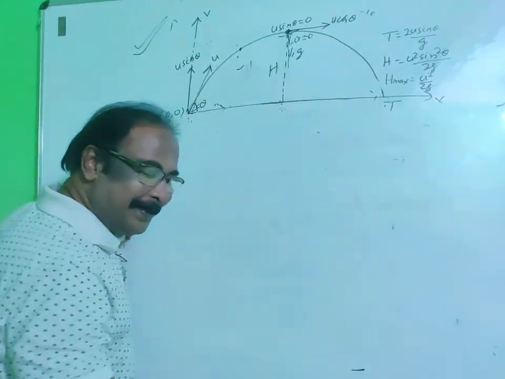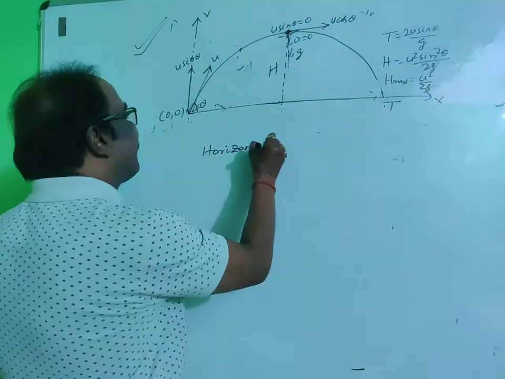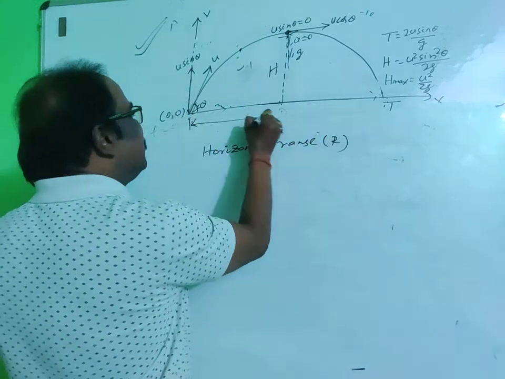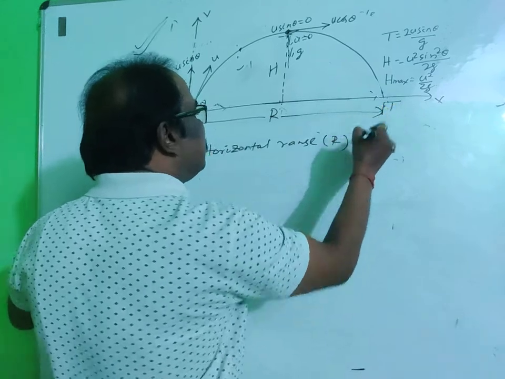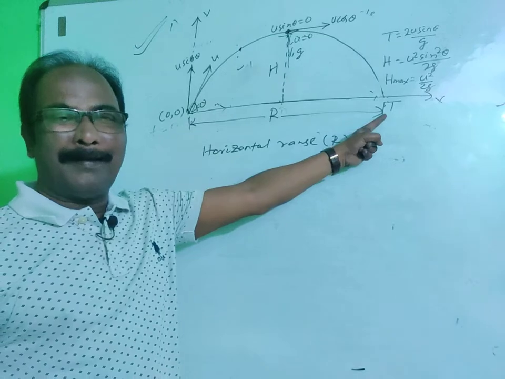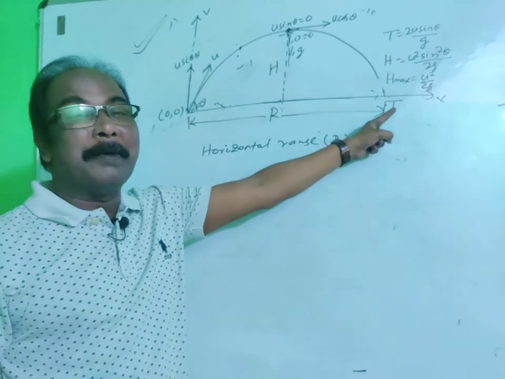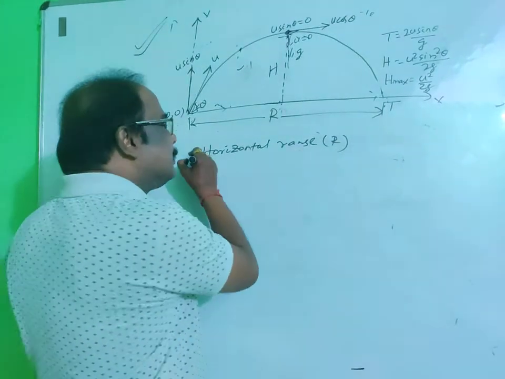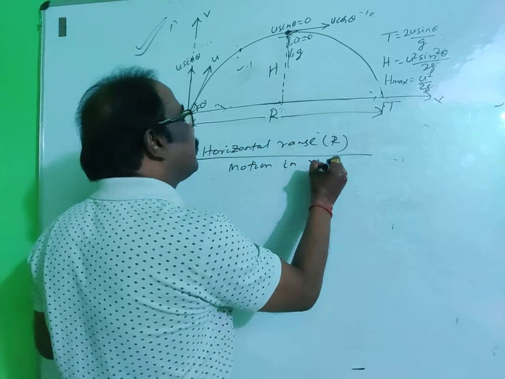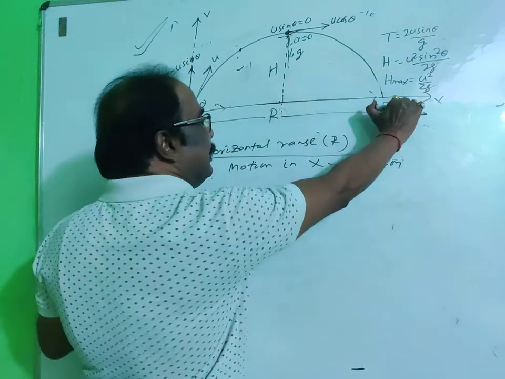Then horizontal range. It is the maximum horizontal distance covered by the projectile in time of flight. Maximum horizontal distance covered by the projectile during time of flight, means time taken by the projectile is t. Now considering motion in x direction, range is in x direction.